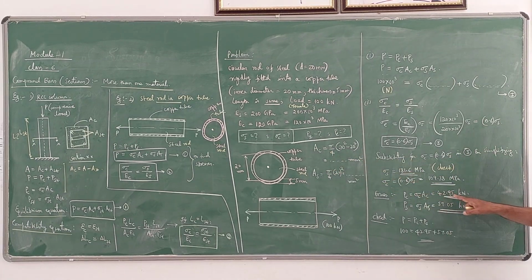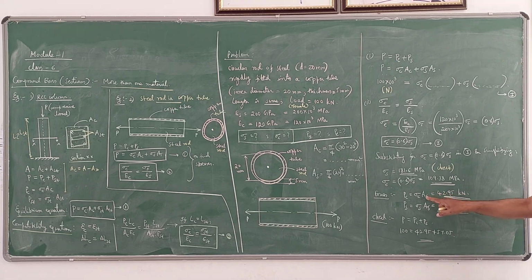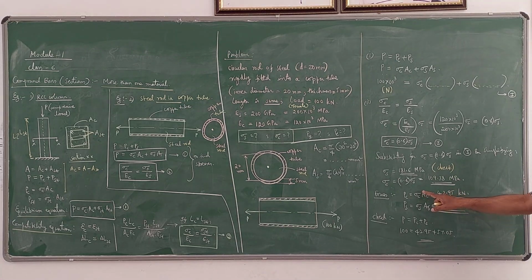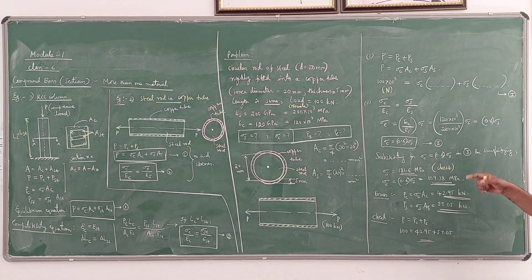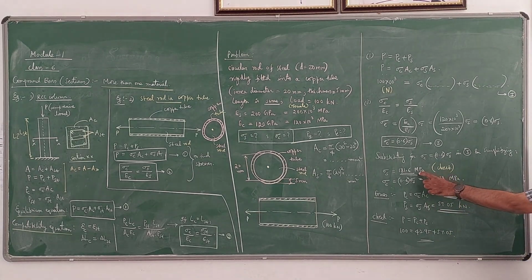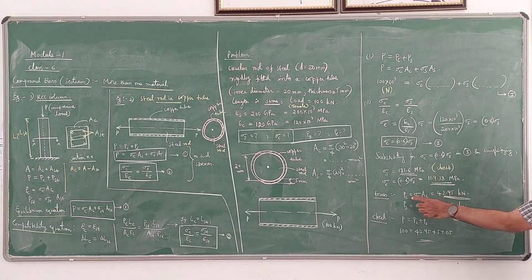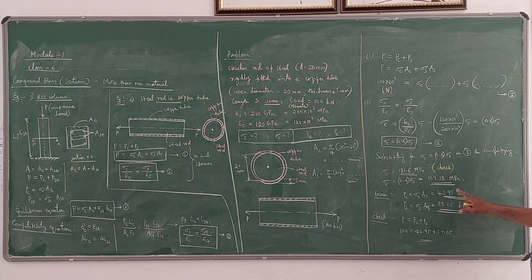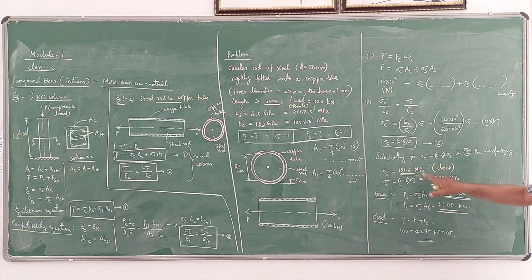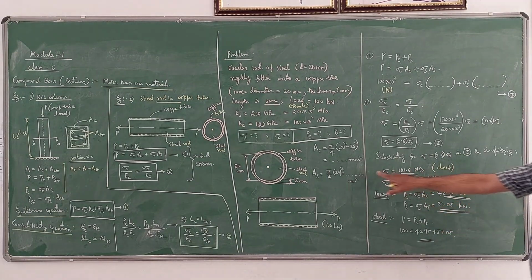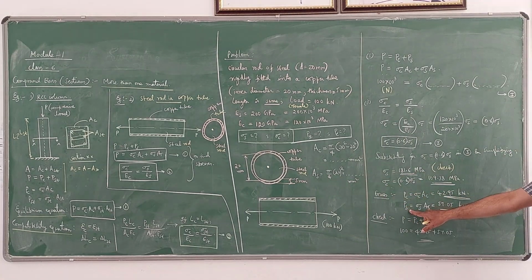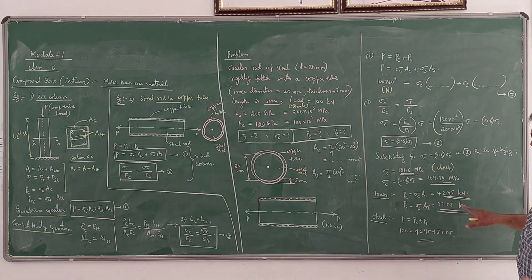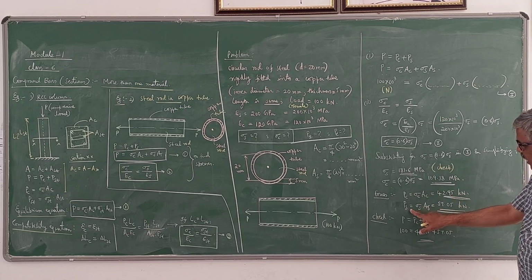You get the result in newtons, which you have to convert into kilonewtons. Sigma will be in Newton per mm square and area will be in mm square, so if you multiply them you get Newton, then divide by 1000 to get kilonewton. Similarly PS is sigma S into AS. Sigma S value is 181.6 Newton per mm square into this AS value. So you get the force carried by the steel rod. This is the force taken by the copper tube, and the force carried by the steel rod.